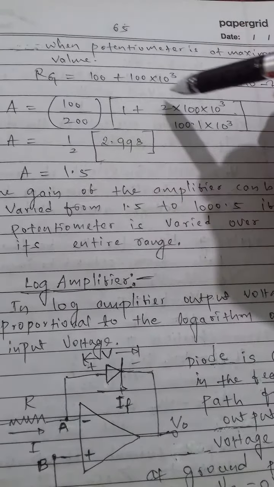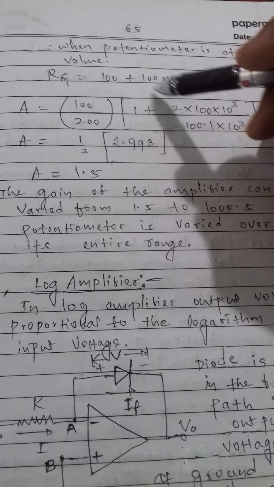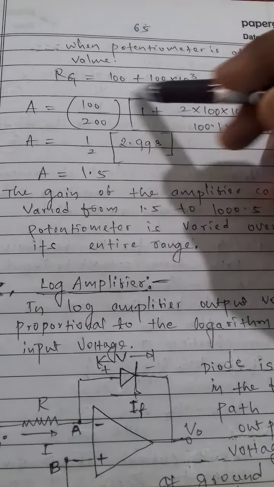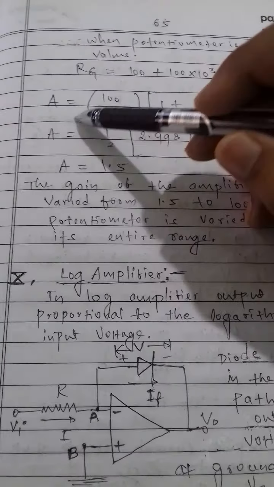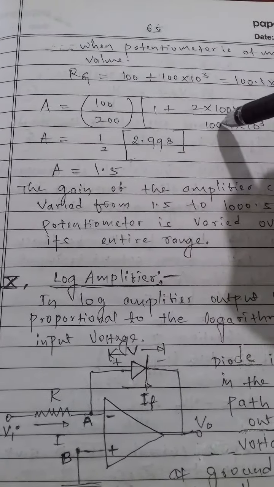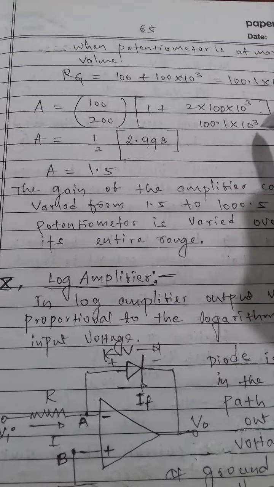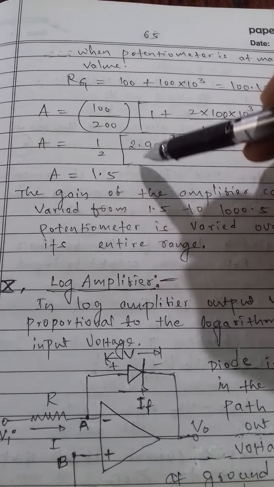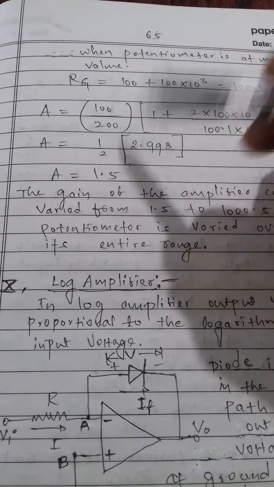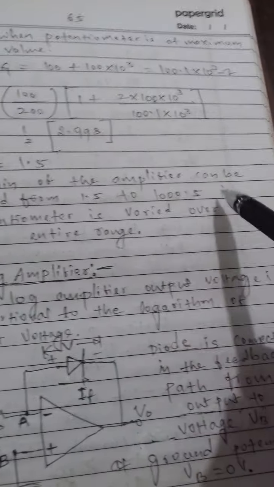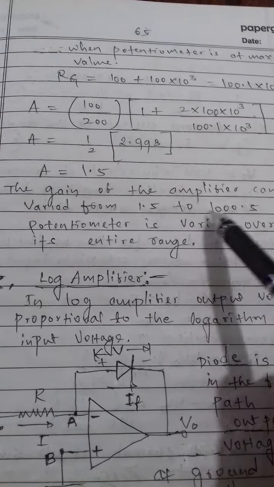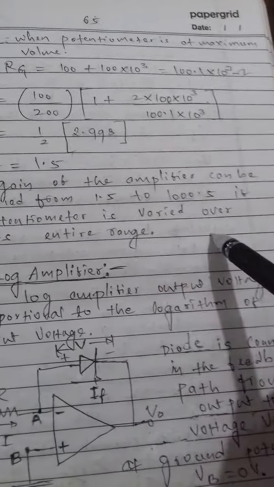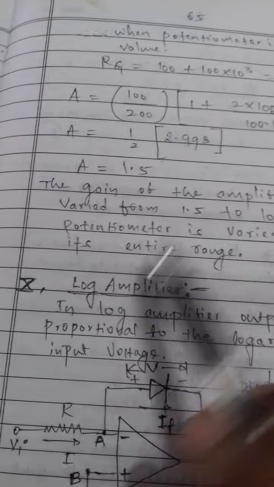When the potentiometer is at maximum value, Rg is equal to 100 plus 100.1 into 10 raised to 3, because a 10 kilo ohm pot is used. A is equal to 100 upon 200, times 1 plus 2 into 100 into 10 raised to 3 upon 100.1 into 10 raised to 3, which gives 2.998, so A is equal to 1.5. The gain of the amplifier can be varied from 1.5 to 1000.5 if the potentiometer is varied over its entire range.